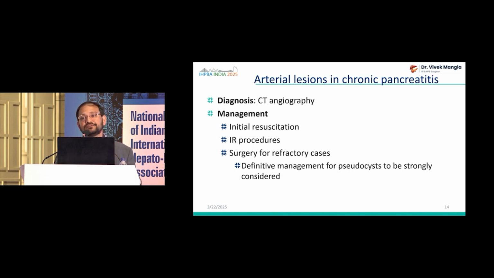Here, the indication for surgery would be that even if the arterial lesion has been managed by endovascular management, it would be imperative to start considering some kind of definitive endoscopic or surgical management of the pseudocyst, because in chronic pancreatitis, the pseudoaneurysms would generally be related to the pseudocyst. At this point in time, it would be good logical sense. There is very little evidence to support it, but it makes a lot of sense to tackle the pseudocyst around the time when you're tackling the pseudoaneurysm. Maybe you could wait a day or two just to see how things are, whether the bleed has stopped and everything else.